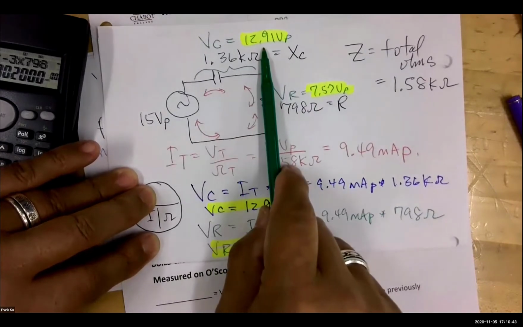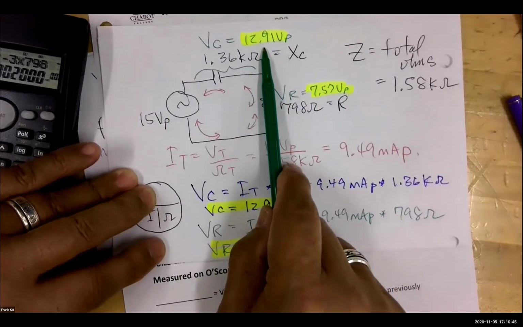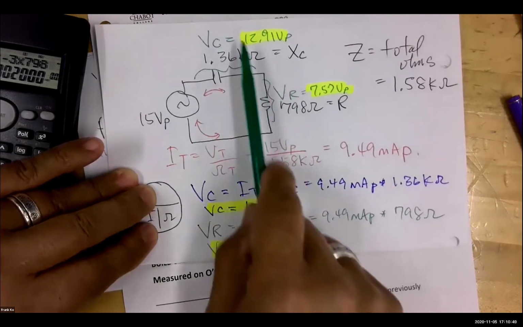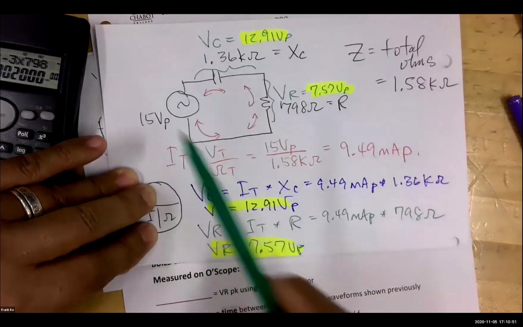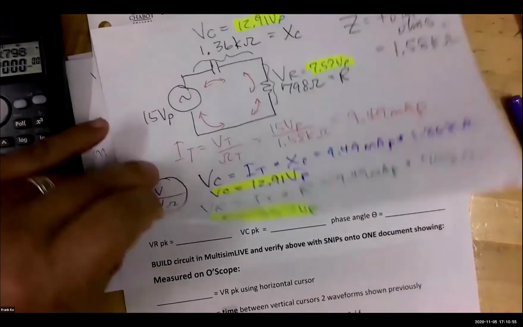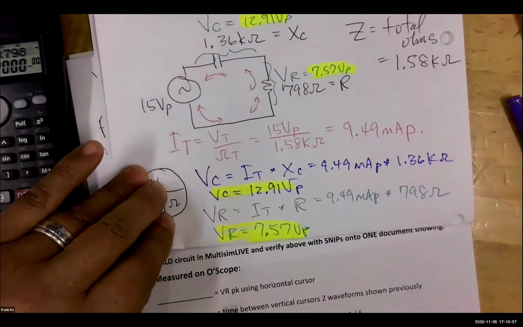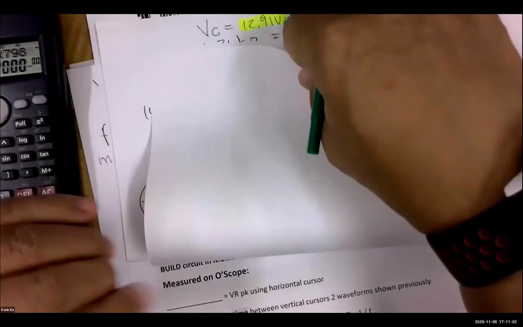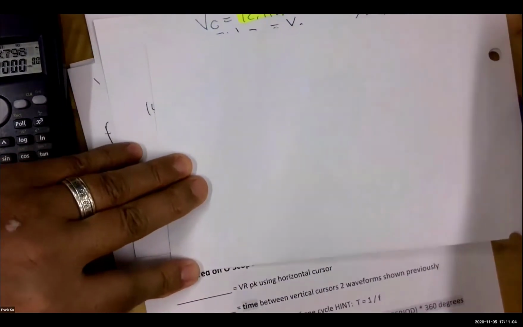Well, if you look at this, you say, wait a minute. 12.91 add 7.57, there's no way that's going to equal the 15. Did we do something wrong? Nope, we didn't do anything wrong. Let me show you very quickly how you can double check your math very easily.